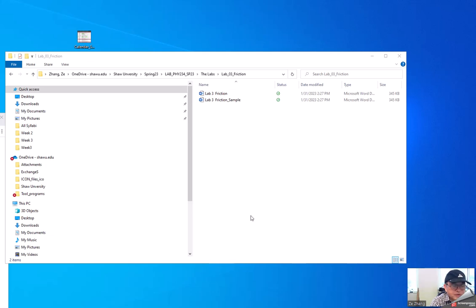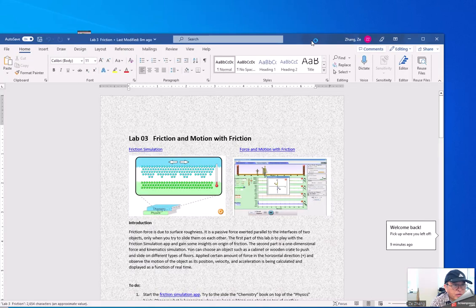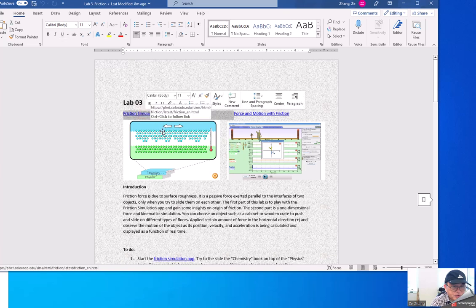Hello, this is lab 3 about friction. You start from the file you download online, and then we're going to use two simulations from PhET. First, you're going to use this one, and you will start from here.